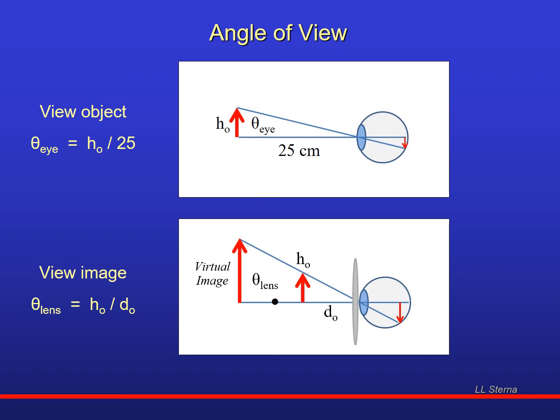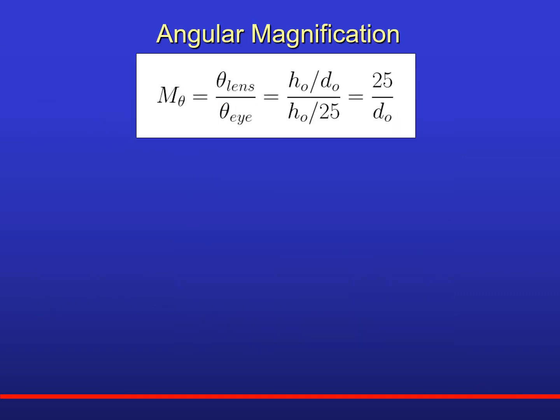So we have two angles. The angle of the eye only, where you have the object at 25 centimeter. The angle when you use the lens. The lens helps you. It's like the far-sighted correction. You bring the object closer than you're able to focus, but the image is further away where you can focus on it. So let's consider what we call angular magnification. Now I'm using a capital M with a subscript theta to mean it's angular magnification.